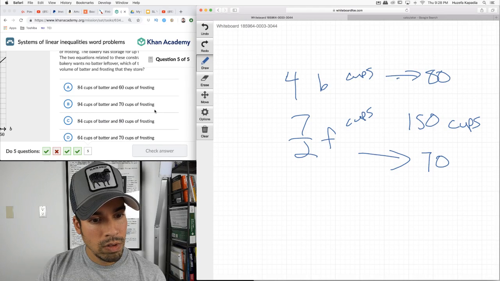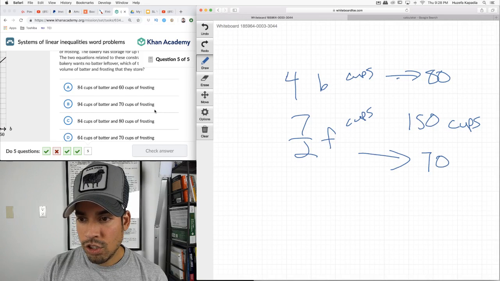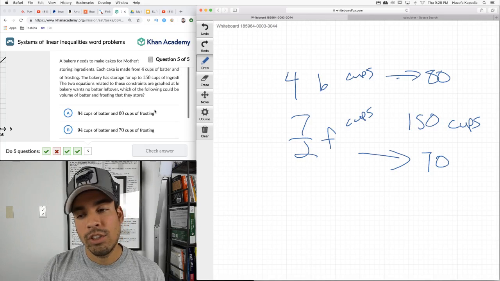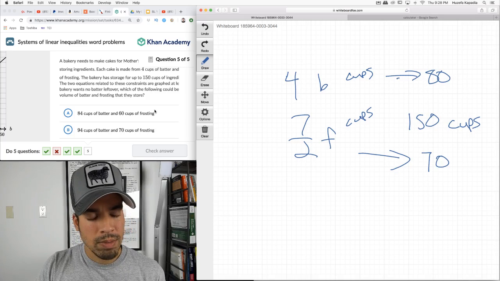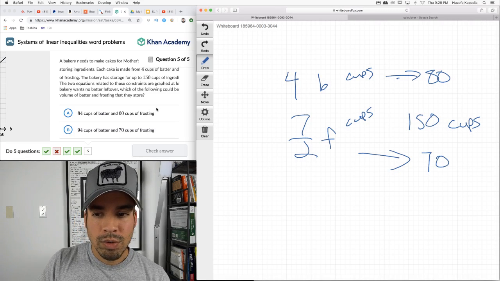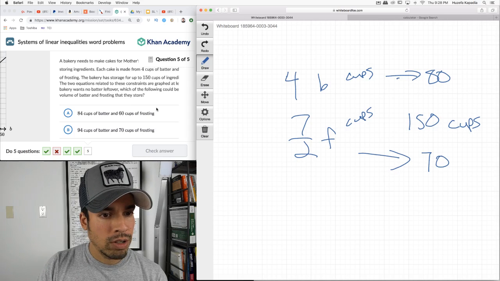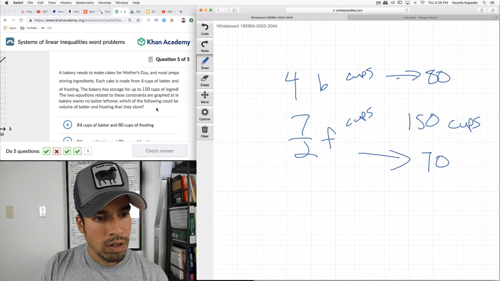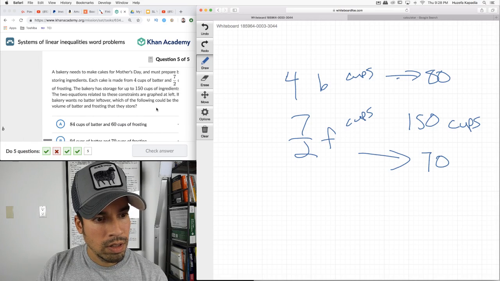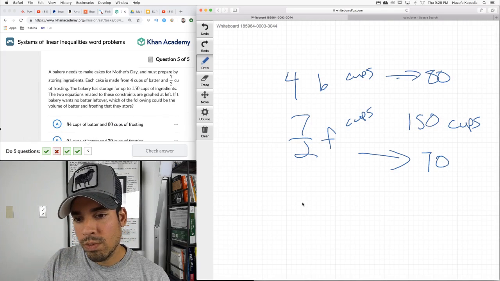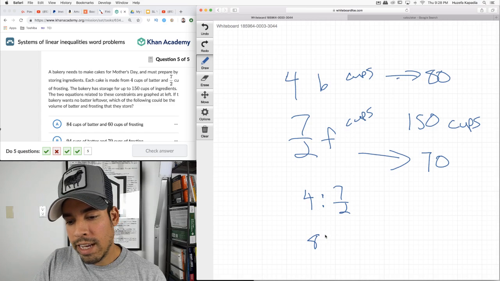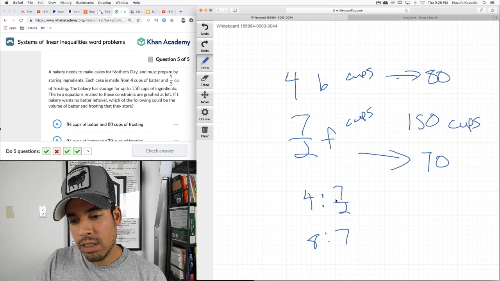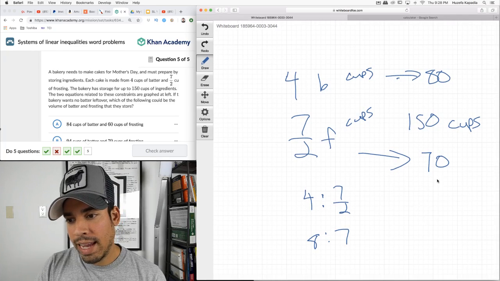So 80, whoa. The answer that I just chose was not there. Oh, I got you. No, I'm sorry. That's one possible combination, 80 and 70. That's not the only possible combination. So we just need a ratio like this. Each cake is made of 4 cups of batter. So we have a 4 to 7 halves, which we'll call an 8 to 7 ratio. Which is why the 80 to 70 works.